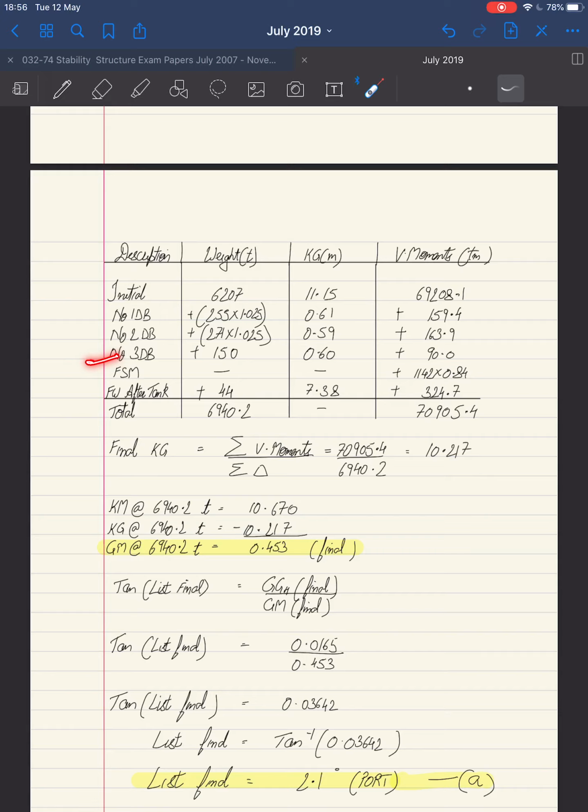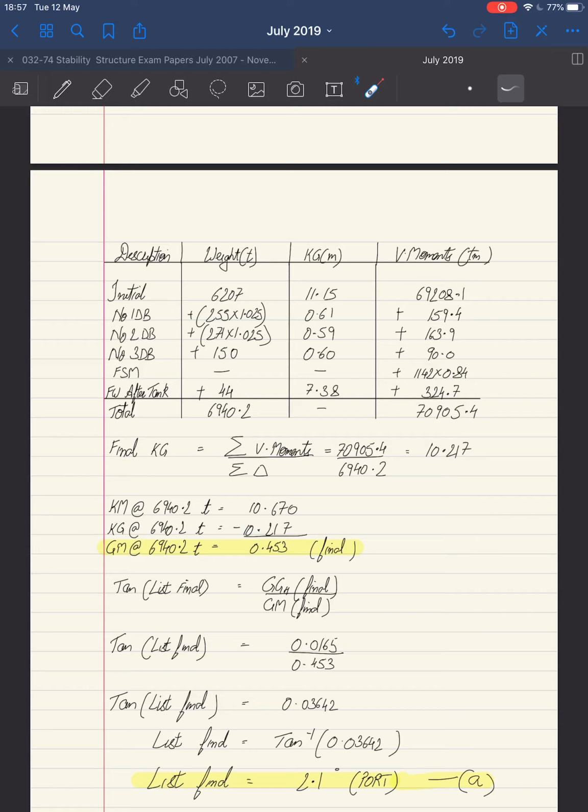Next entry is for number 3 DB tank. So we have filled 150 tons of fuel oil. The KG of the tank is 0.60 meters. It has been obtained from ship's particulars. So total vertical moments is 90, which we get by multiplying these two numbers. Since this tank was initially empty and the tank volume is 271 meter cube, which means that the tank is partially full because it has just filled in 150 tons. So there has to be the free surface moment induced in this tank.